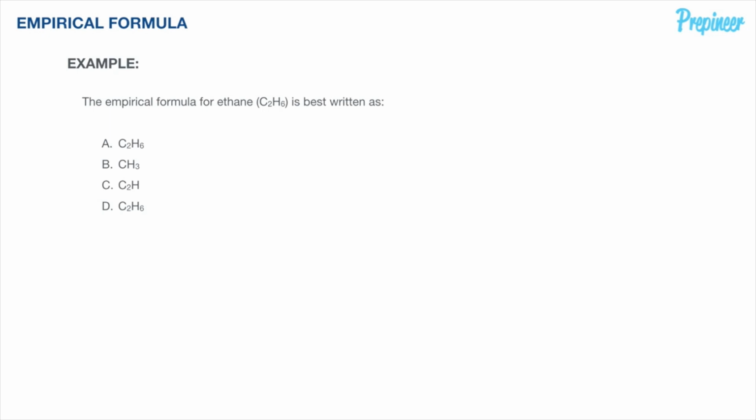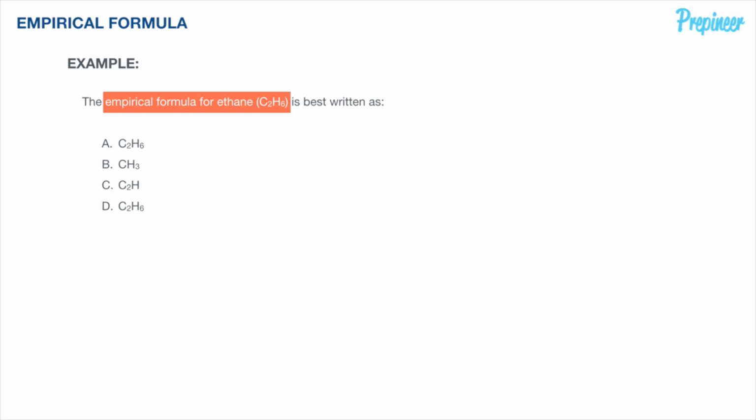The empirical formula for ethane, C2H6, is best written as what? So we're looking for the empirical formula for ethane, and that is our molecular formula for that particular chemical compound.